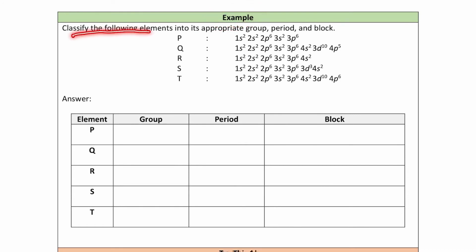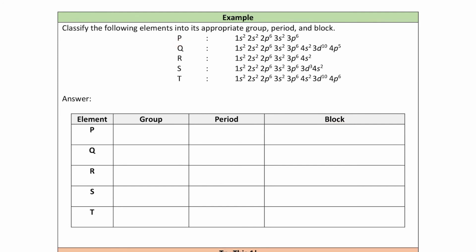Okay, so to enhance your understanding, let us look at an example. Okay, classify the following elements into its appropriate group, period and block. Okay, so saya dah buat table dah. So that senang kita nak isi. So first dia bagi electronic configuration for P, and then we need to determine group, period and block. Okay, so I will start with block lah. Okay, sebab block senang je nak determine.